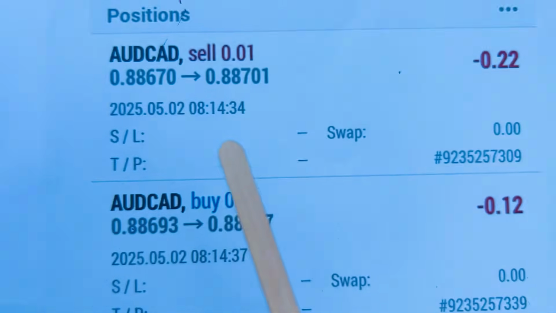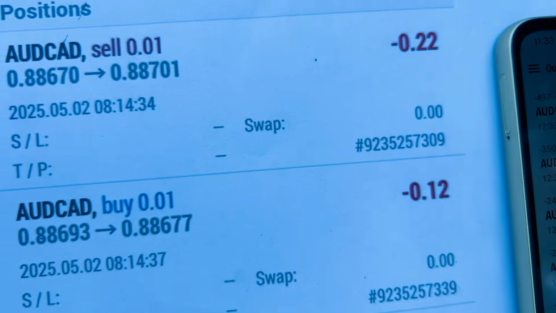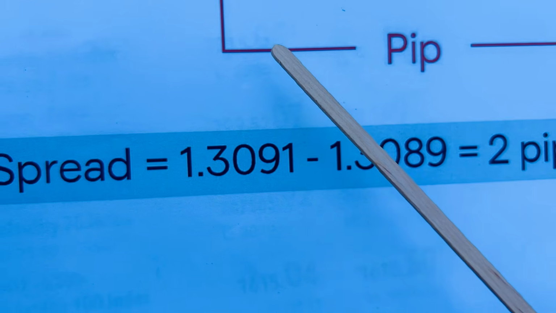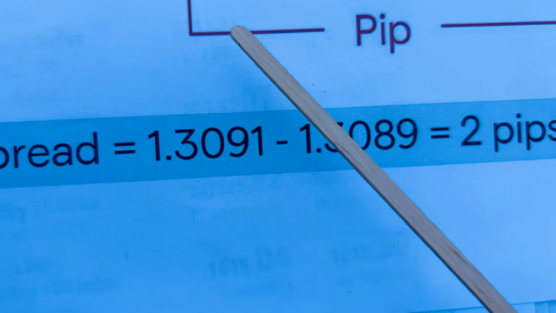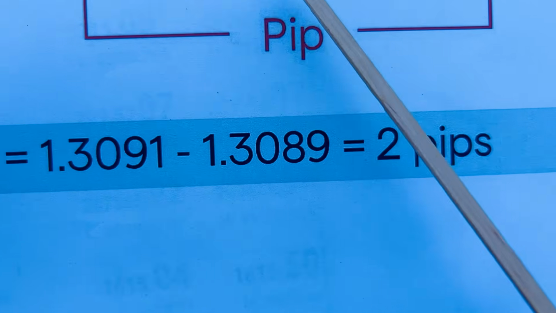Have you ever noticed how you enter a trade, a buy or sell, and you're instantly in the red? That's not a mistake. That's called spread. And if you don't understand it, it's draining your profits trade after trade. This is the hidden fee in Forex that most beginners ignore, but not after this tutorial.